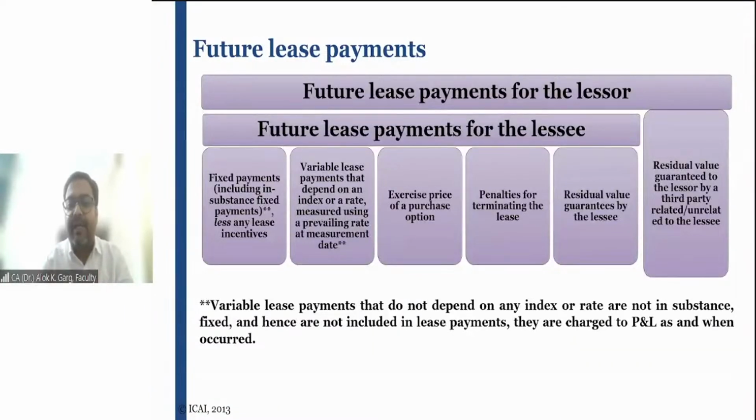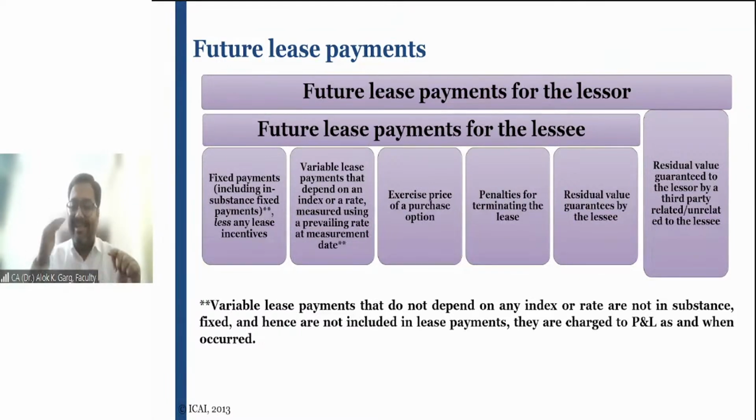Exercise price, we understood. Penalties for terminating the lease: if you are sitting today and you are reasonably certain that you will terminate the lease after some period of time, then of course, if there is a penalty, you have to consider that penalty in the future lease payments. Plus residual value guarantee. Being a lessee, you have given a guarantee of residual value to the lessor. So these 5 items need to be clubbed, added, and this will be your future lease payment.